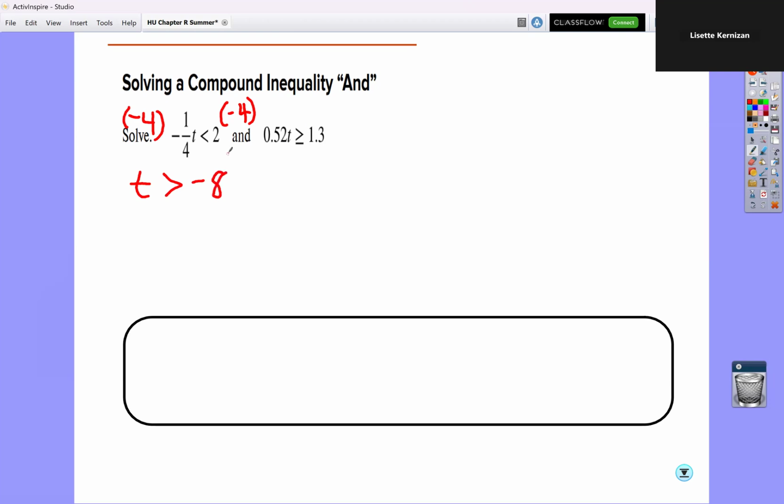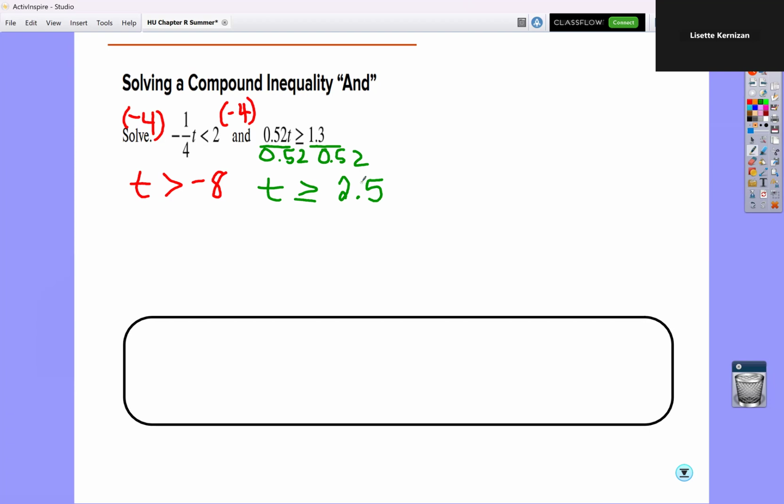For this right side, I have 0.52t. It's greater than or equal to 1.3. So we're going to divide both sides by 0.52. And I get t is, I don't have to flip the sign, greater than or equal to 2.5.